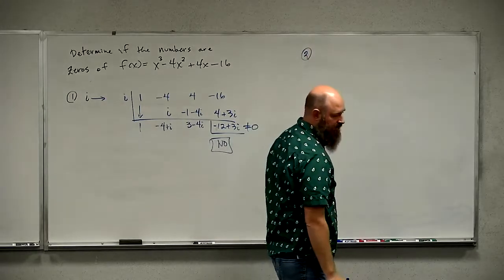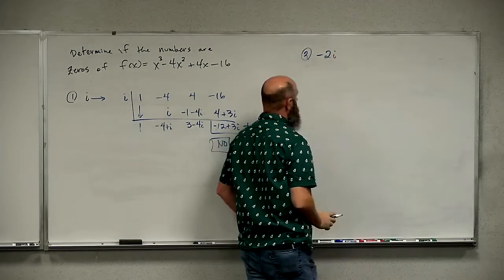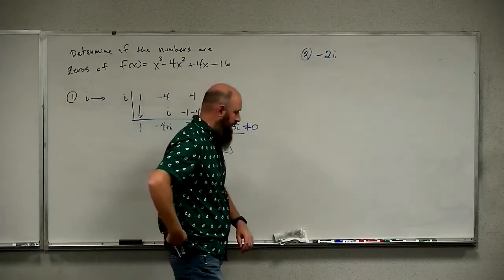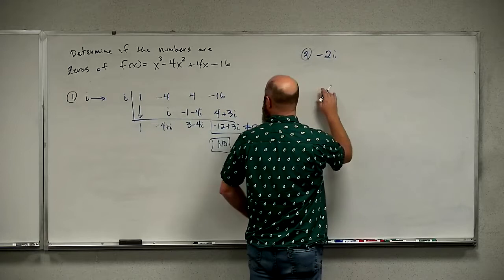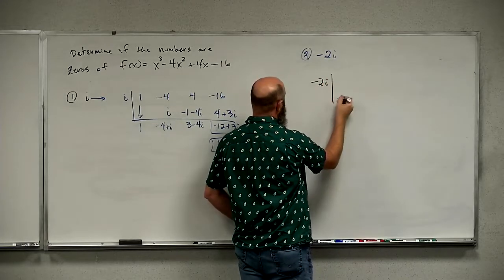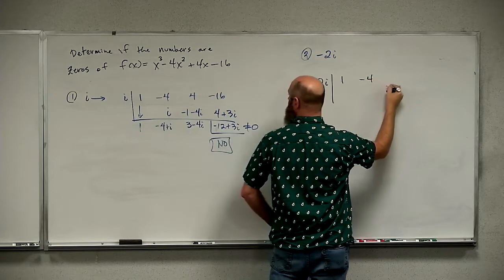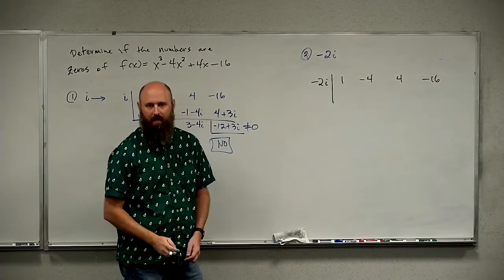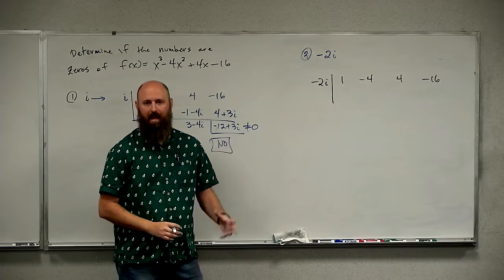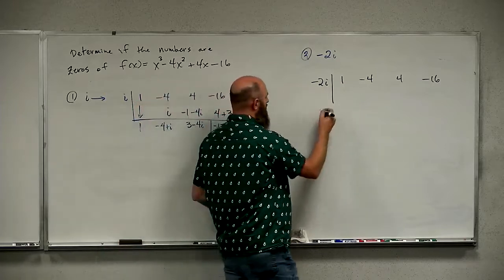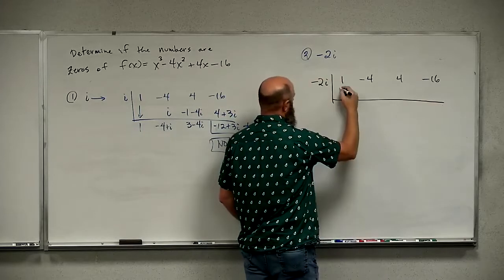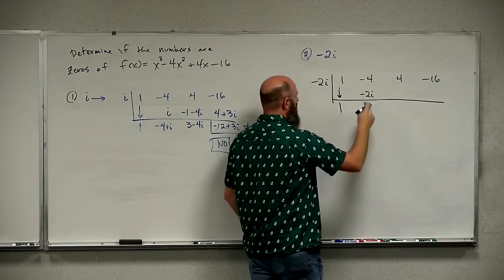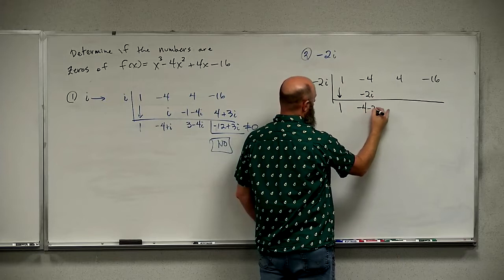So number 2, negative 2i. Okay, so let's see if that one works. All right, I'm going to do it a little bit lower here. So negative 2i. We have the same numbers, 1, negative 4, positive 4, negative 16. And I do recommend maybe giving a little extra space between these numbers because we see that we're having to add the i's and all of that stuff. So maybe a good idea to do that. All right, let's bring down our 1. Negative 2i times 1 is negative 2i. These we cannot combine, so we get negative 4 minus 2i.